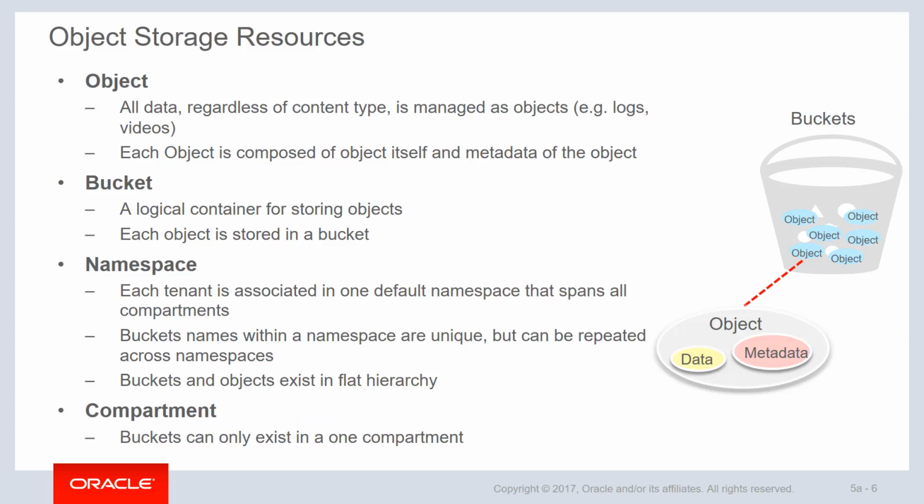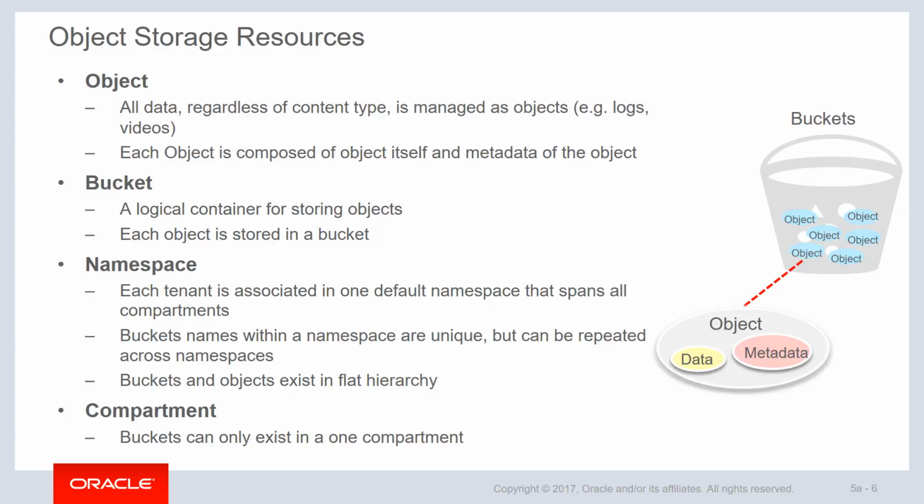Now, the resources in object storage include the object, which is the data. Regardless of content type, it's stored as an object, and that object also includes metadata about the object or the file itself. The bucket is a logical container created by the user and can contain an unlimited number of objects. The bucket itself is associated with a single compartment, which in turn defines policies that indicate what actions a user can perform on that bucket itself.